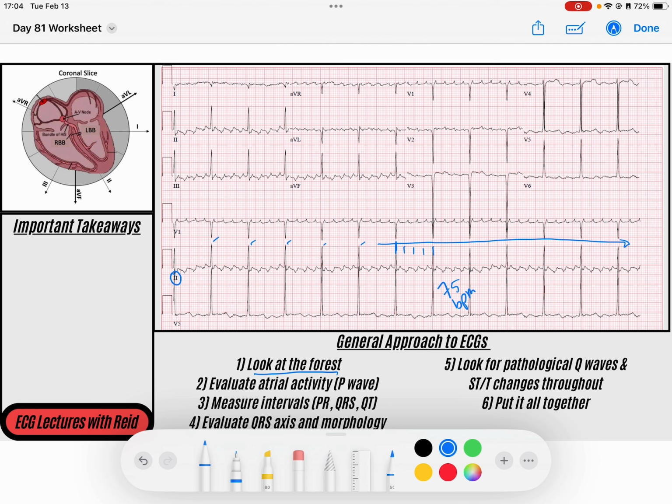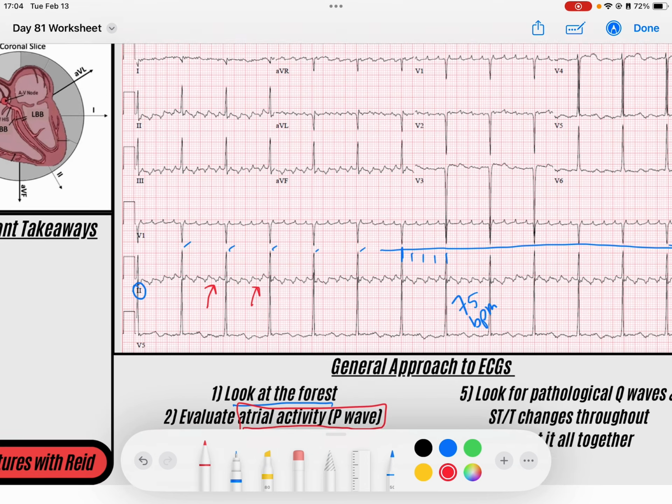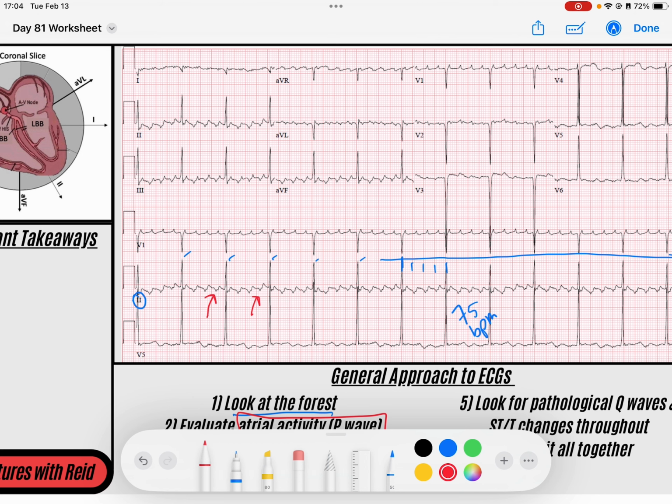We've got narrow complex QRSs. When I look to start getting an idea of what's going on with atrial activity in regards to this rhythm, I see that it doesn't have a distinct, singular P wave in front of my QRSs. Instead, it's got this back and forth pattern. We might all be able to see this right out the gate nowadays, but it looks almost like a sawtooth type of pattern. So we've got a sawtooth pattern.